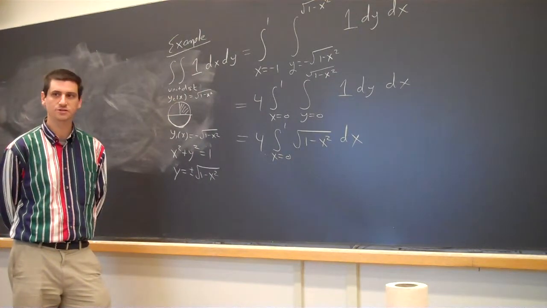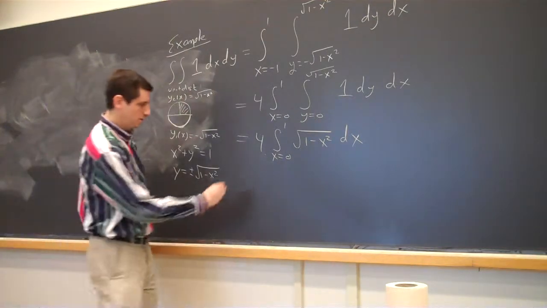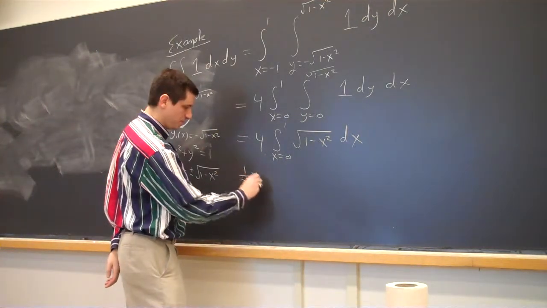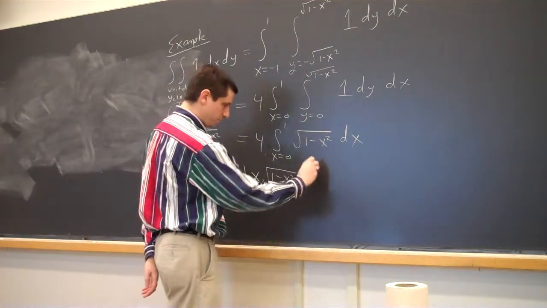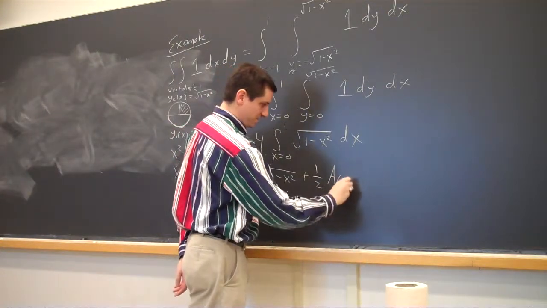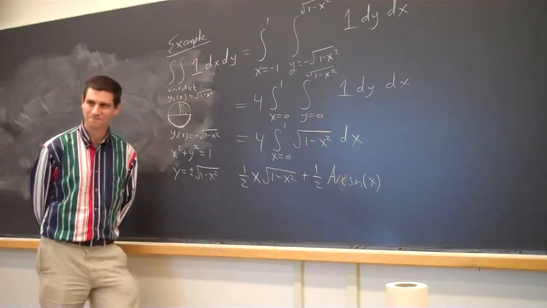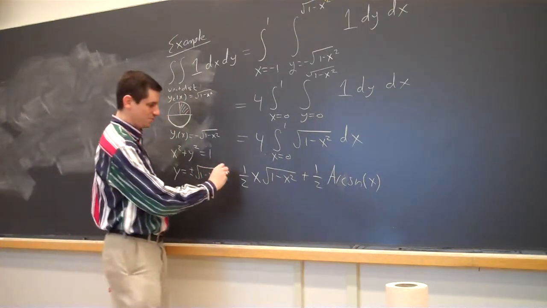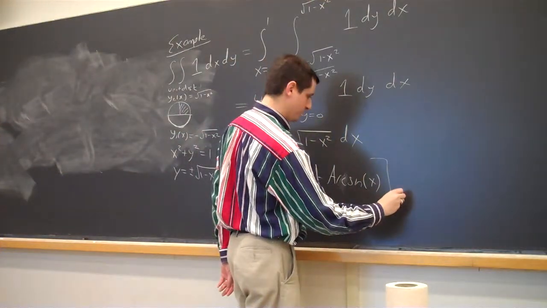Anybody remember the antiderivative of square root of 1 minus x squared? Guys, your memory is terrible. It's 1 half x square root 1 minus x squared plus 1 half arc sine of x. And of course we have to put in the factor 4. Then we evaluate this at 0 and 1.